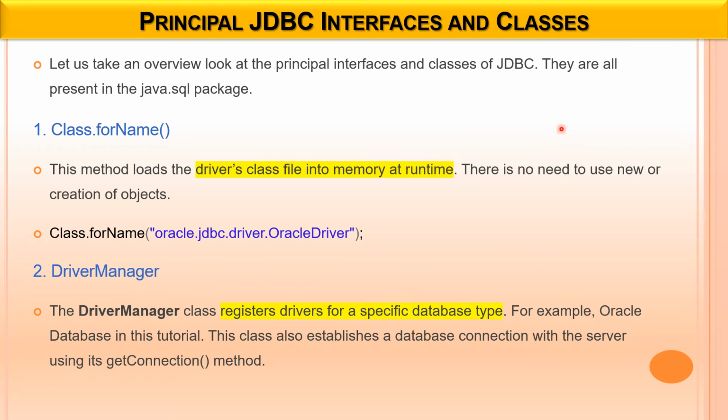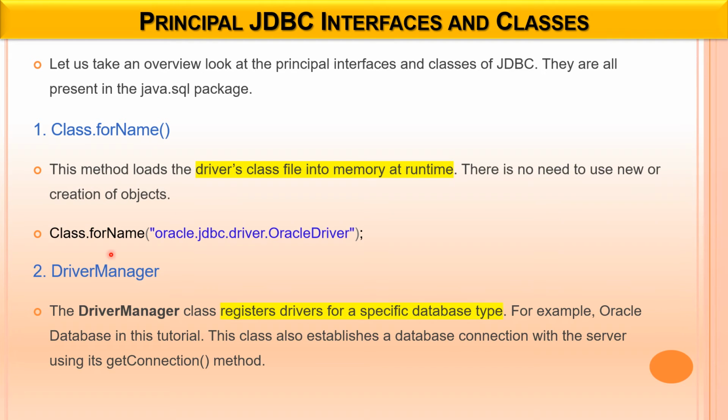Now let us discuss the different interfaces and classes which are actually used in our example. Let us take an overview of these principal interfaces and classes in the java.sql package. The first is Class.forName. This is the method which will load the driver's class file into memory at runtime, and there is no need to use new or create an object.